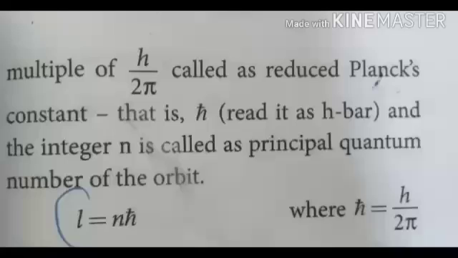The angular momentum of the electron in these stationary orbits is quantized. It can be written as integral multiples of h by 2 pi, where h is the Planck constant. So angular momentum L is equal to n h cross, where h cross is equal to h by 2 pi. It is called the angular momentum quantization condition.